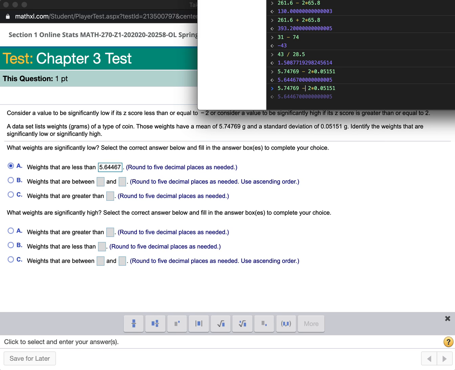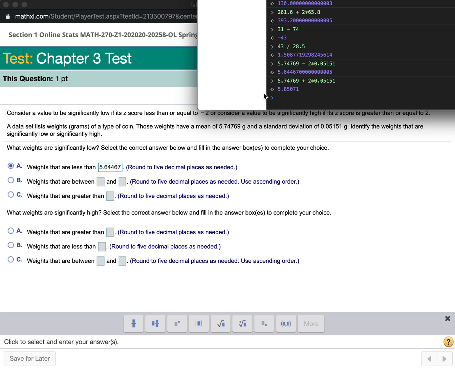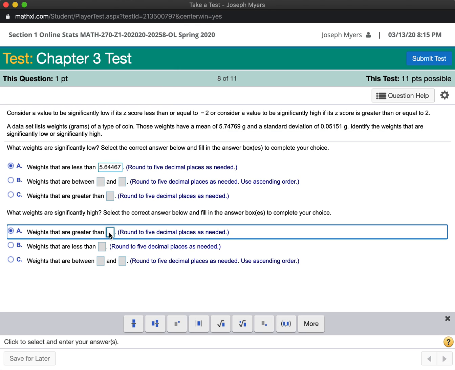Okay, then if I do the mean 5.74769 plus 2 times the standard deviation, then I get that number. So anything that is greater than that number is significantly high.